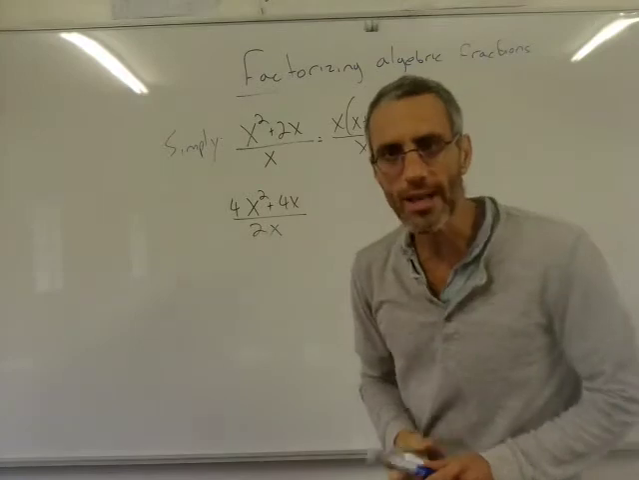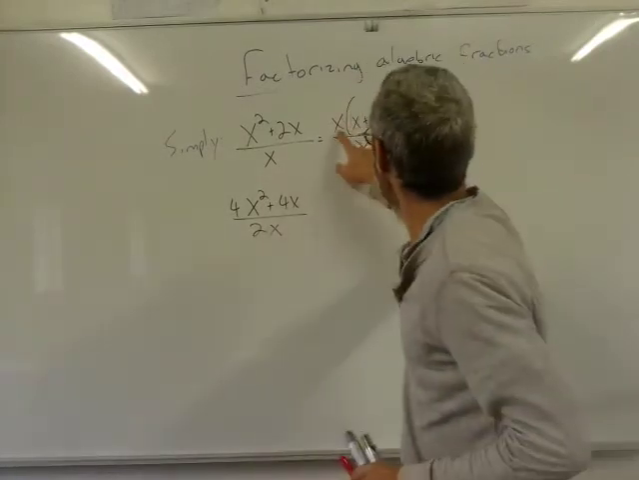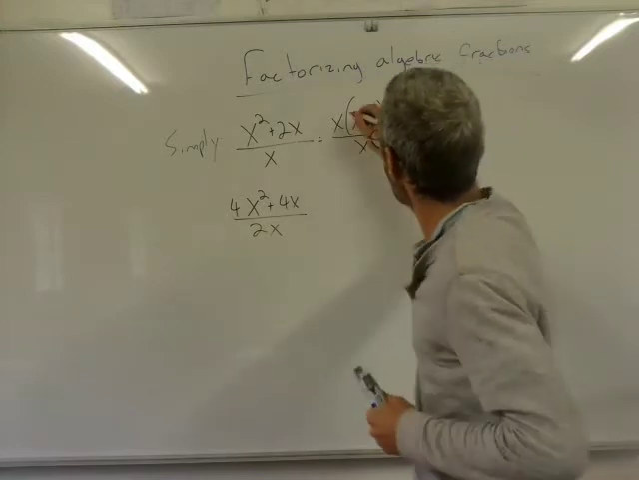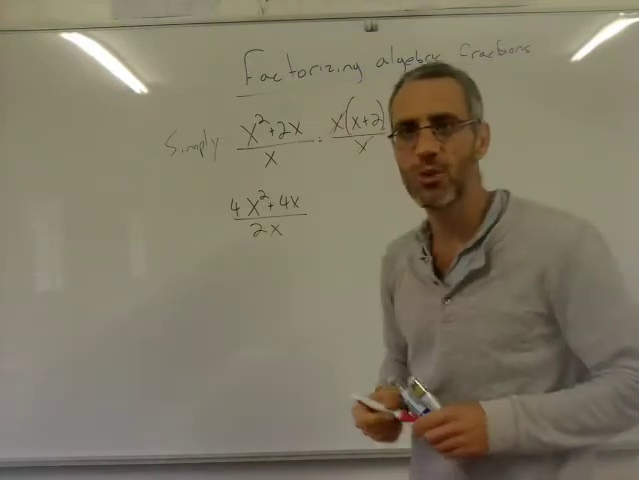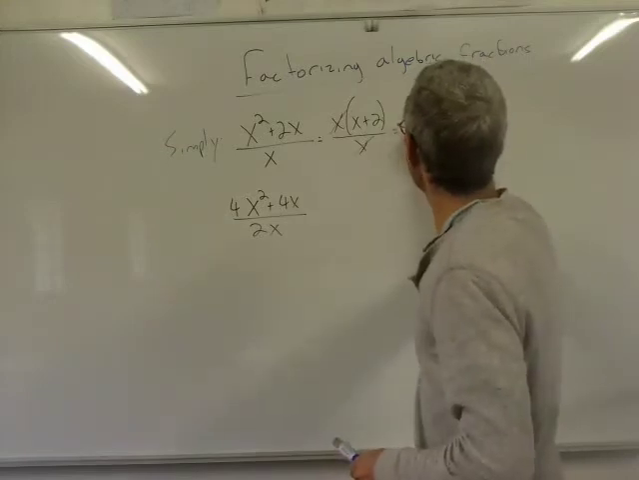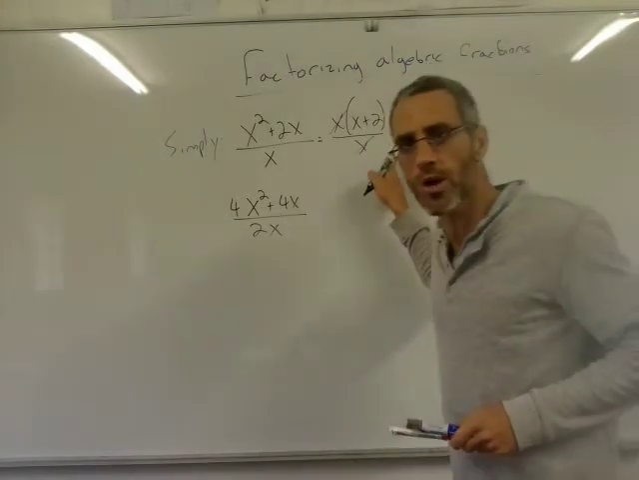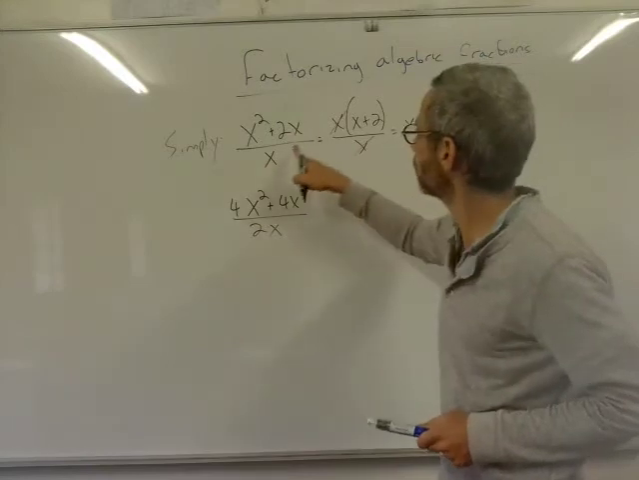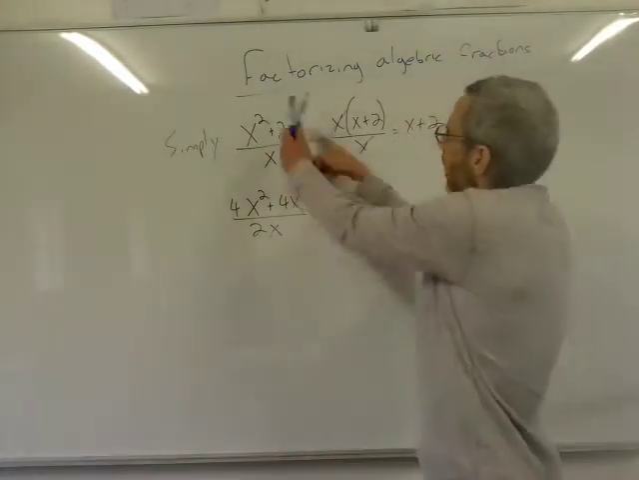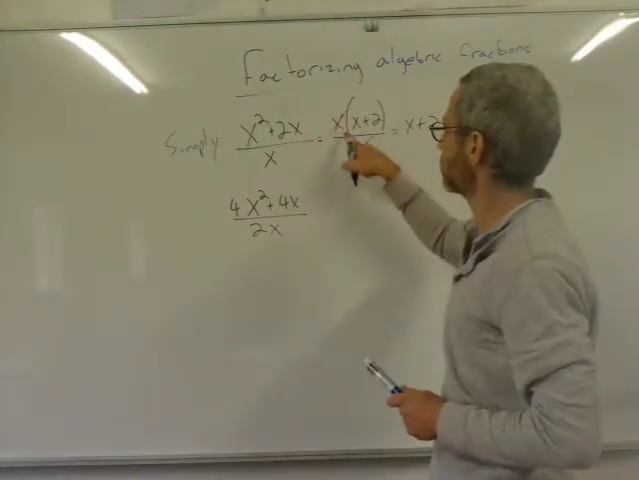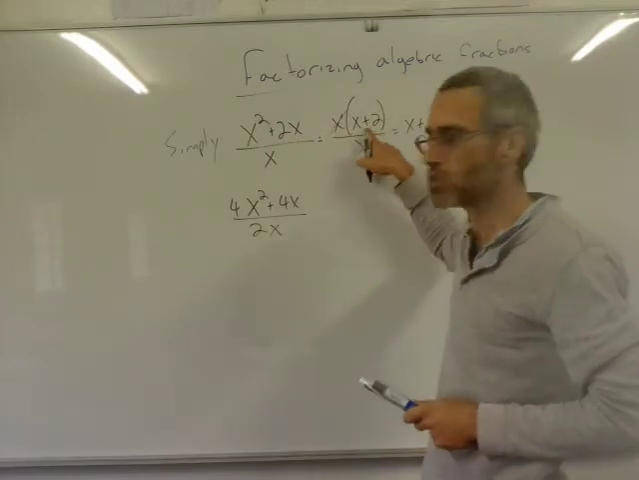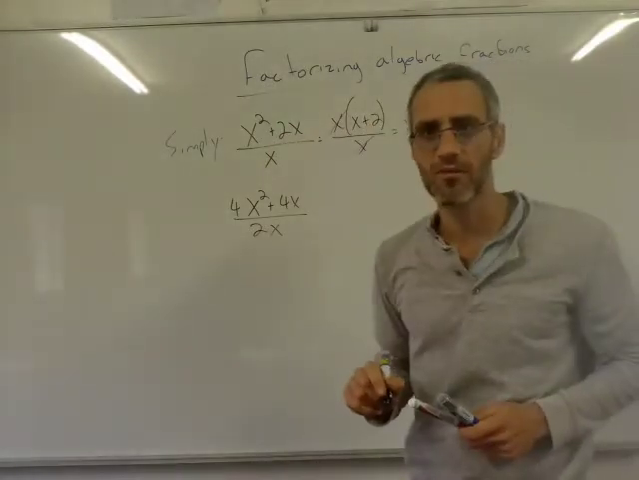Now what can we do? Look at this. We've got x times x plus 2 divided by x. So now I can cross cancel these two x's, and all I'm left with is x plus 2. And you can probably agree with me that this x plus 2 is much simpler than that. So we simplified it. We used factorization: we turn x squared plus 2x into x times x plus 2, and we cross cancel, we simplify.